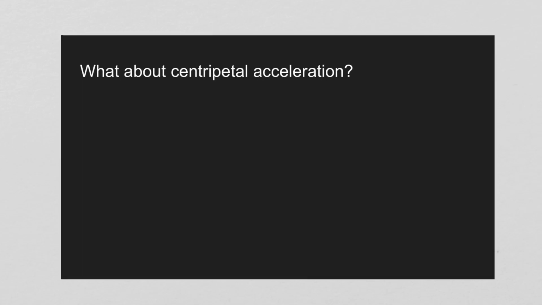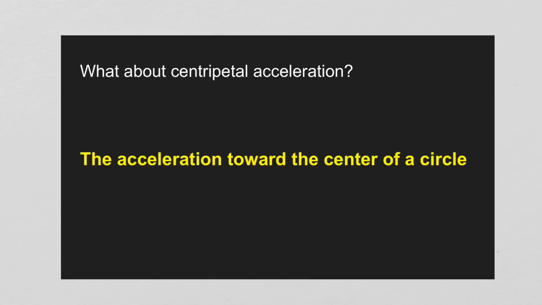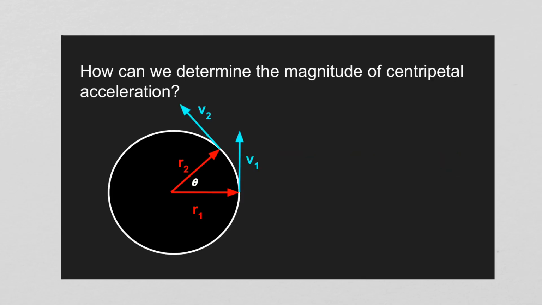So when we talk about centripetal acceleration, what do we mean? We mean acceleration towards the center of a circular path or circular arc. It doesn't have to be a full circle, it just has to be a part of it that looks curved. It might be useful to talk about the magnitude of centripetal acceleration if we're going to be using it.